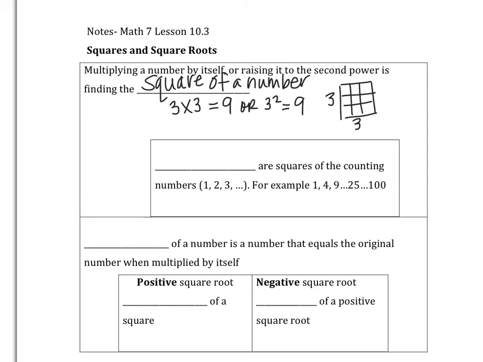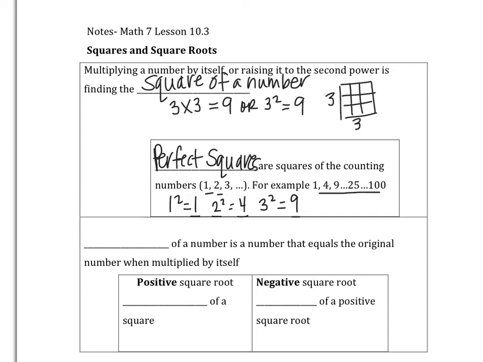A perfect square. Perfect squares are squares of the counting numbers. So if you have the numbers 1, 2, 3, it's their squares. For example, 1 squared is 1, 2 squared is 4, 3 squared is 9. So these are the perfect squares because they are the squares of the counting numbers.